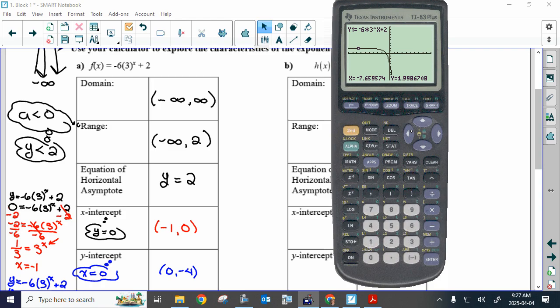This function goes on forever. When I want to find my x-intercept, I go second function, calc, 0, and I'm going to go to the left of my x-intercept. So to the left would be like negative 2, to the right would be 0, and I push enter. So Adelaide told me it was x equals negative 1, and she was right. And then if I trace 0, I end up with that 0 and negative 4, right? What are you learning today? You're learning about where the asymptotes can get transformed and how that impacts the range of an exponential function.